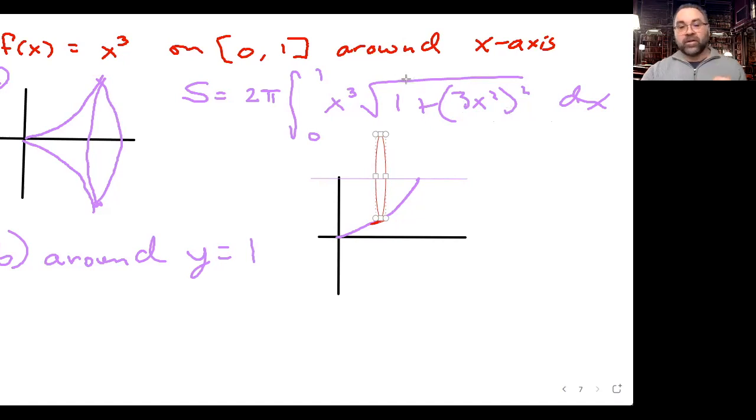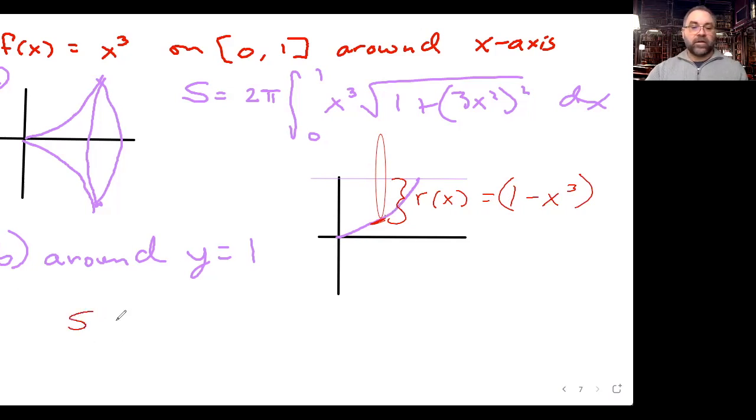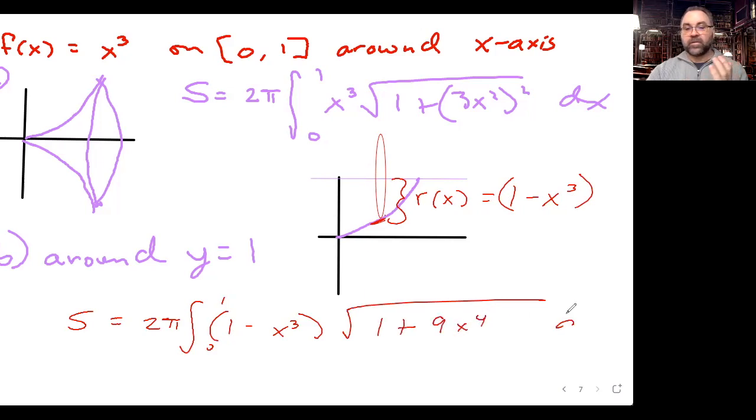Okay, what's different is my radius function now, right? I have to come down here and say, oh, okay, so the radius right here is 1 minus x cubed, because it's always top function minus bottom function. So my arc length will be 2 pi integral 0 to 1. That hasn't changed. Now my radius changes, 1 minus x cubed square root of 1 plus 9x to the fourth dx. And so now you have to deal with how am I going to do that integral.